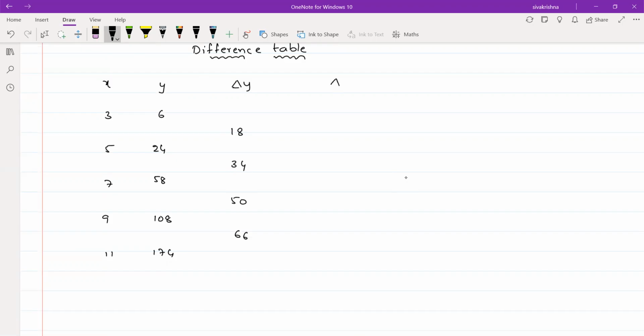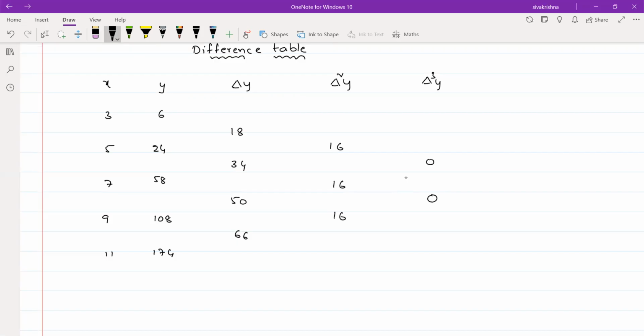Coming to the second differences, delta square y. 34 minus 18 gives 16. And 50 minus 34 also gives 16. And 66 minus 50 also gives 16. So in the third differences, we get all zeros, since these are all the same numbers, so we get 0 and 0. Whenever we get zeros, we can stop there at the third difference. We cannot find the fourth difference.